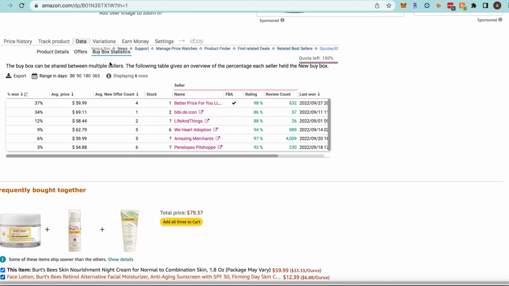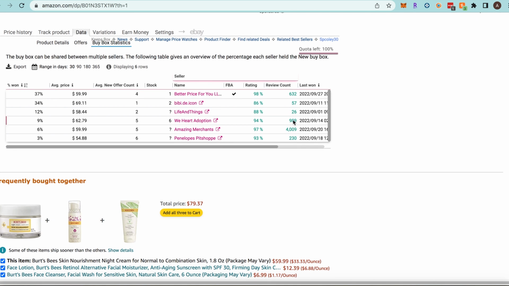The last thing I'll look at is the buy box statistics on this one and see that an FBA seller is getting the largest share of the buy box, which is exactly what I want to sell this as, FBA. So that's a good sign that if I was selling FBA, I would probably get somewhat of the buy box.